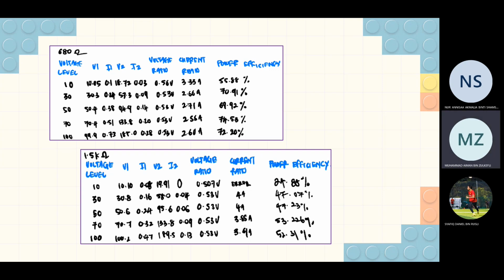For the 30 voltage level, V1 30.3, I1 0.24, V2 57.3, I2 0.09. Voltage ratio 0.53, current ratio 2.66, and power efficiency 70.91.